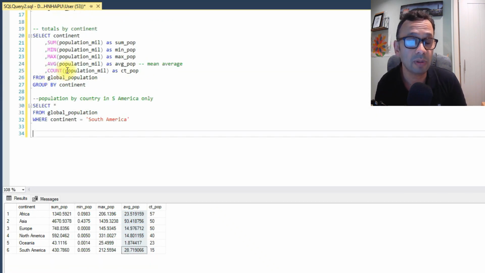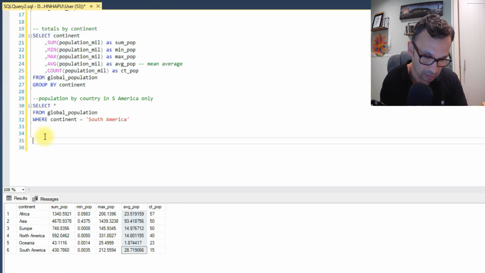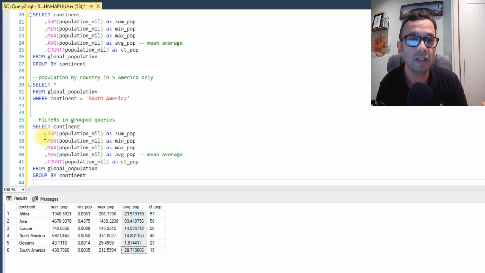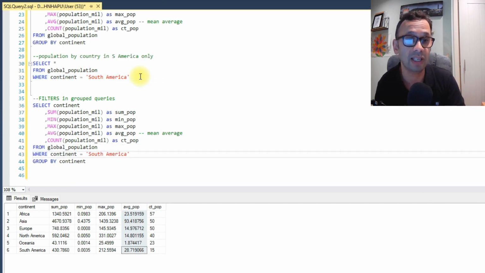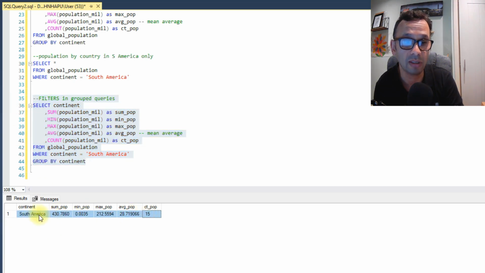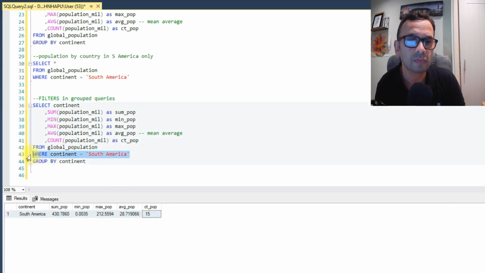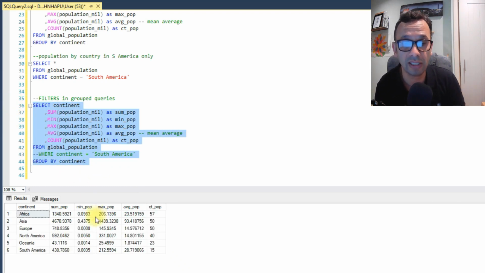So the area where people often get confused with having and group by is applying filters. Okay, so if we wanted to add a filter, we could add a filter here that says where continent equals South America. We do that and we just get the totals for South America. The total, the min, the max, the average, the count, just for South America, because we've applied that filter there. But what if we wanted to apply a filter across the whole data set, but say where the average is greater than 20 million?